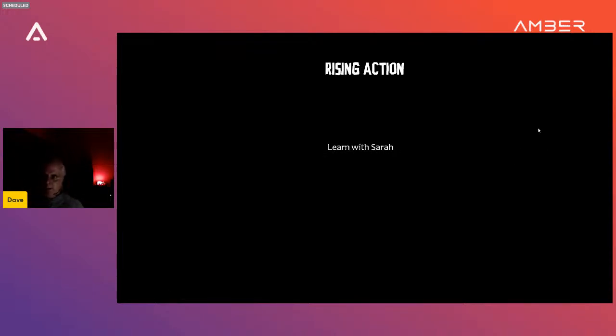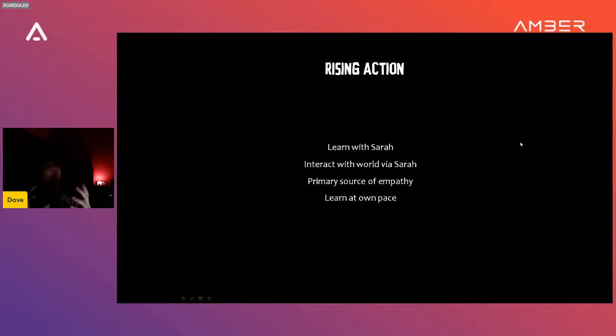So upon this rising action, we're going to plot the player into the perspective of Sarah, and she's going to travel along. So we're going to learn with Sarah. So our knowledge is going to be shared, and this is going to help with the mirroring, this sort of unity of understanding and unity of purpose. We're going to interact with the world via Sarah. She's going to become our nexus point of empathy. The player gets to, in that pearl, or those couple of pearls, learn at their own pace at the beginning.